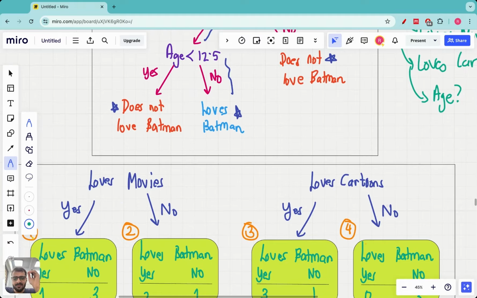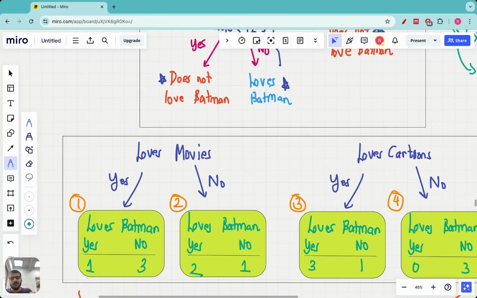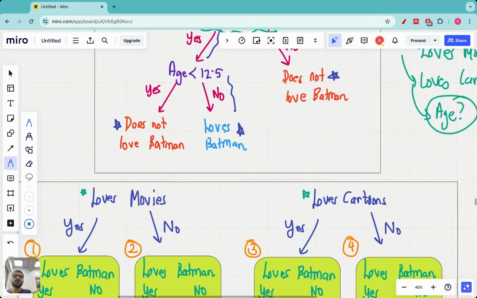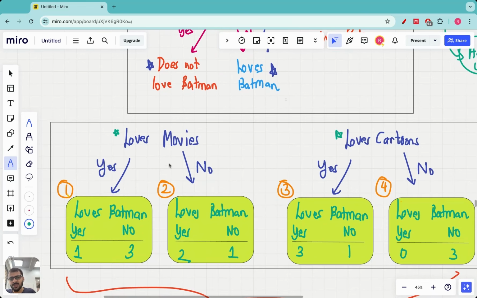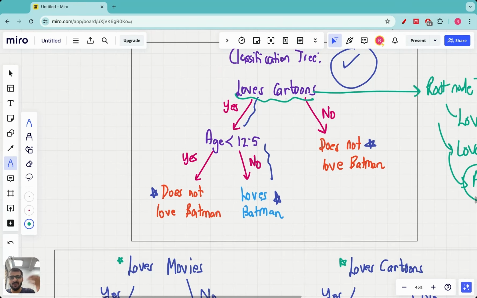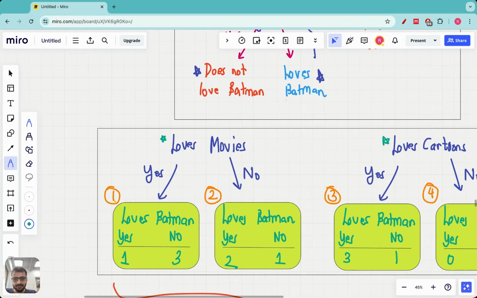So let's get started. First, I want to compare between loves movies, which is the first question that can be asked, and loves cartoons. In the next lecture, I'm going to look at the age, because age is a numerical feature. So today we are going to answer the question: among loves movies and loves cartoons, which question should be asked at the root node? Which question is the most optimal for classifying correctly whether the person loves Batman or does not love Batman?